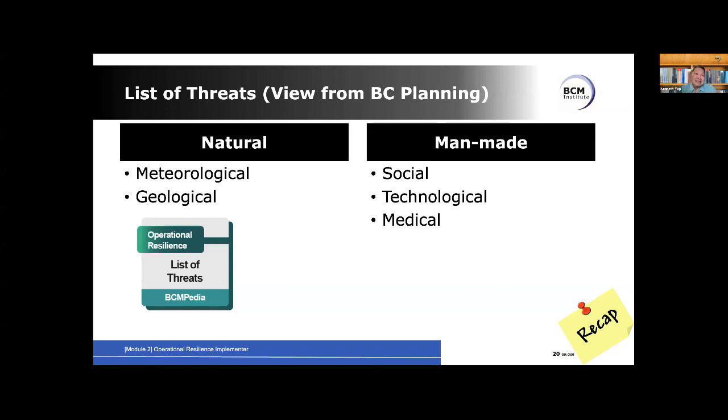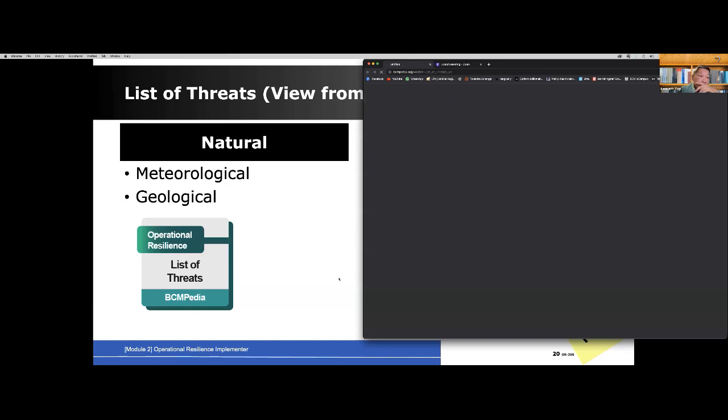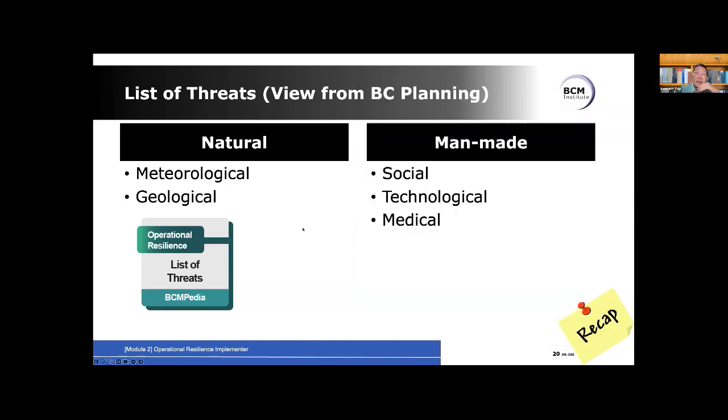There are also many studies and reports out there on horizon scanning. If you Google, or if you are members of any institute, there are independent reports out there telling you what threats organizations are facing. If you go into the BCMpedia, they have a whole list of threats. I'm launching it right now, it may take a while, but take my word for it, it's launching in the background. Under each of these, whether natural or man-made, there are examples.